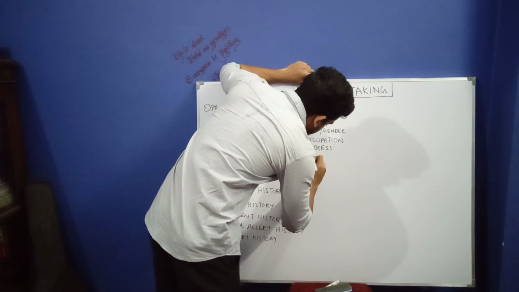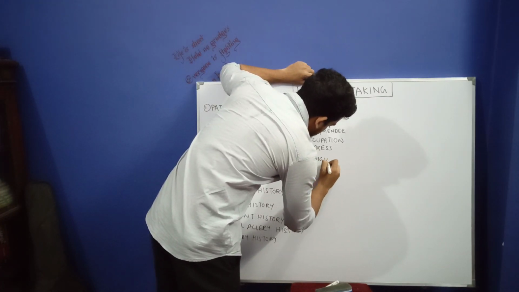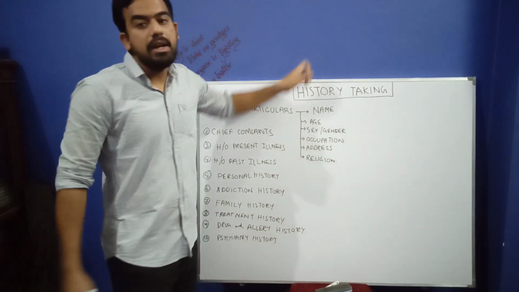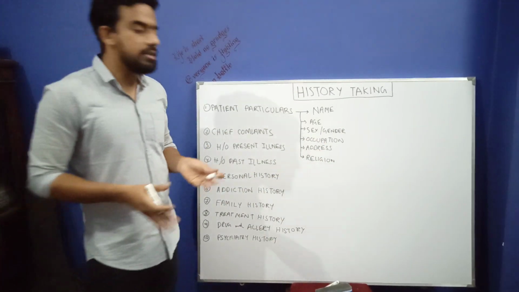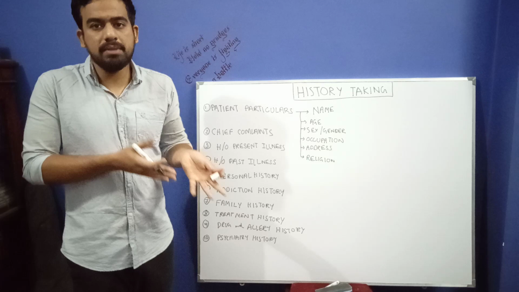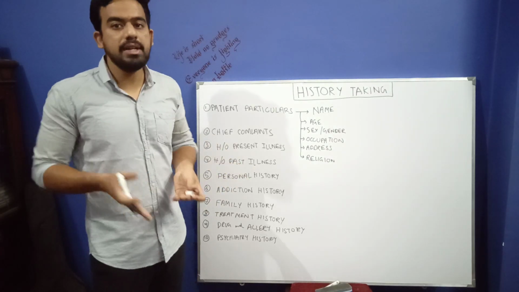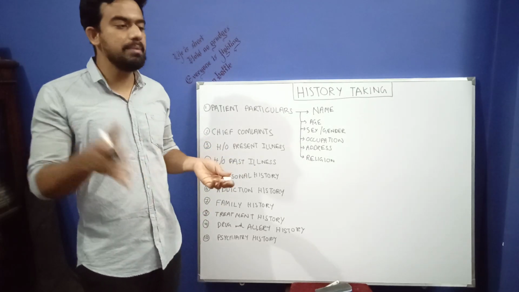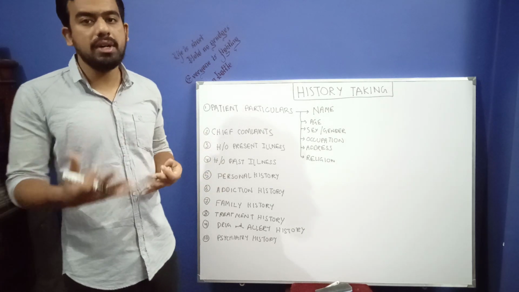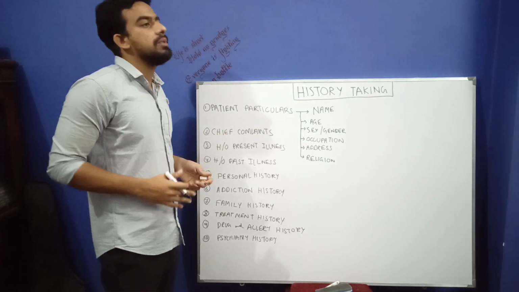Then is religion. The significance of religion is that it tells us about the socio-cultural practices of that religion. For example, Jews and Muslims undergo circumcision at a younger age, which reduces the chances of penile cancer, and there are many other socio-cultural practices which might help us to narrow down to a disease.